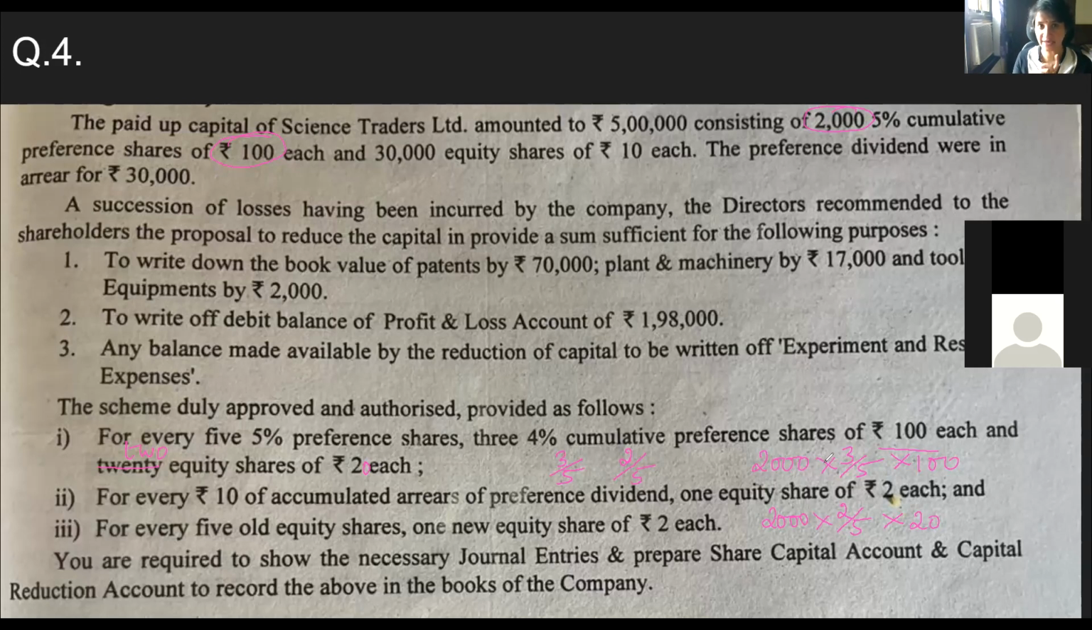So as of now, I repeat, there were 2000 preference shares, 3 by 5. That means for every 5, they got 3 new preference shares of rupees 100 each. That is the first case. Second, for every 5 shares, they were given 2 equity shares, and the value of the equity shares is rupees 20. So both situations are clear. Now next, whatever is left out, we will transfer to capital reduction. Okay. So I'll go back to the whiteboard now.